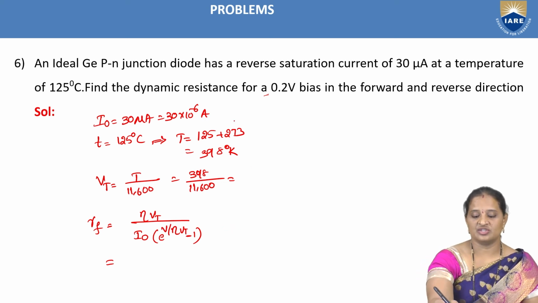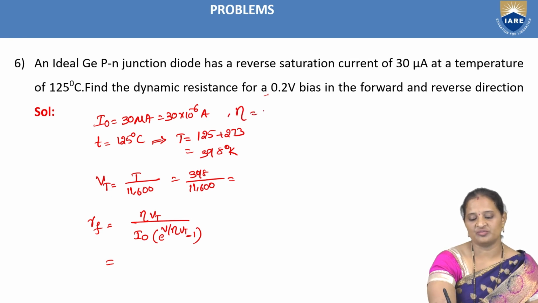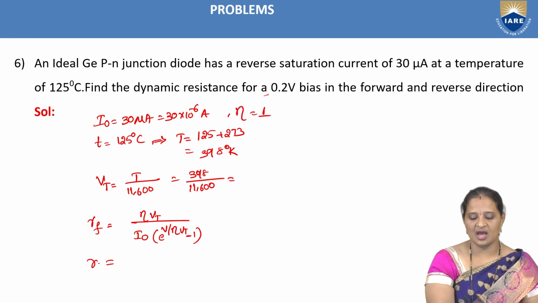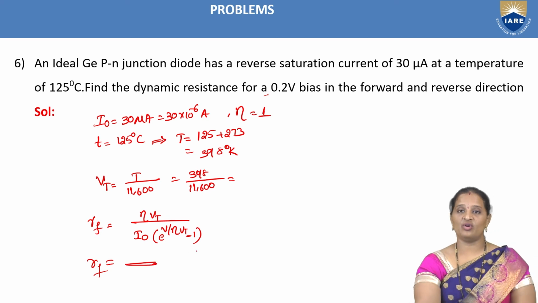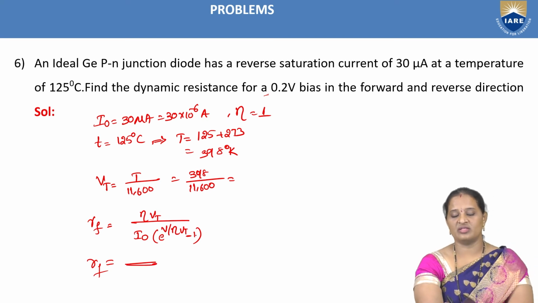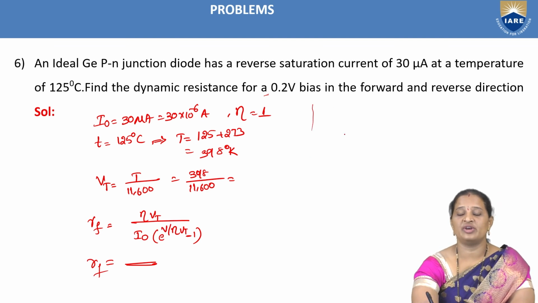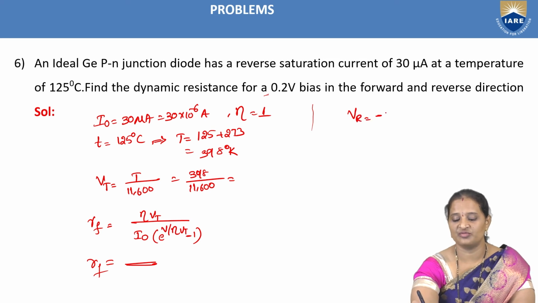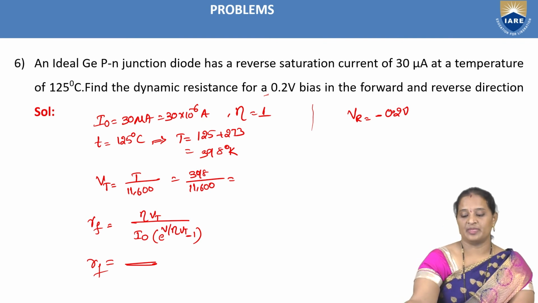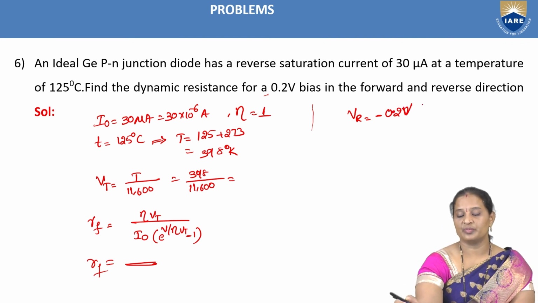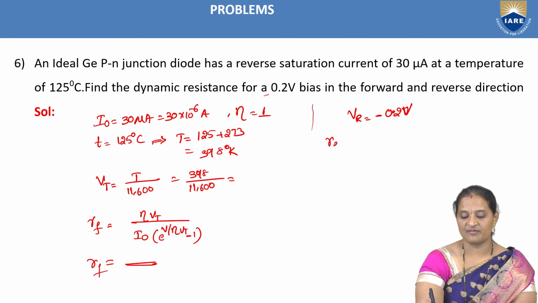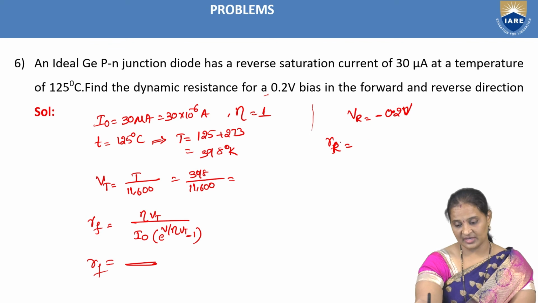The diode is a germanium diode and hence eta should be considered as 1. This is RF. We have to find out RF by substituting all these values here. Now, similarly, the same voltage is applied in the reverse direction and hence we can consider it as minus VR equals minus 0.2 volts. Now again use the same formula to calculate RR, that is reverse dynamic resistance.